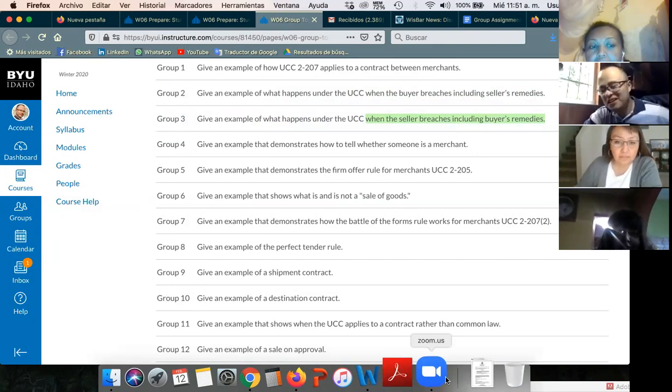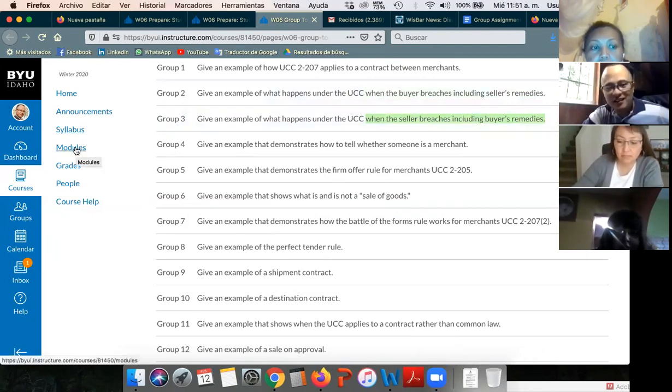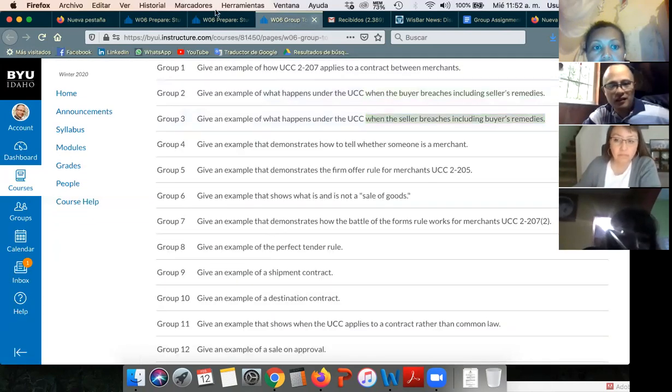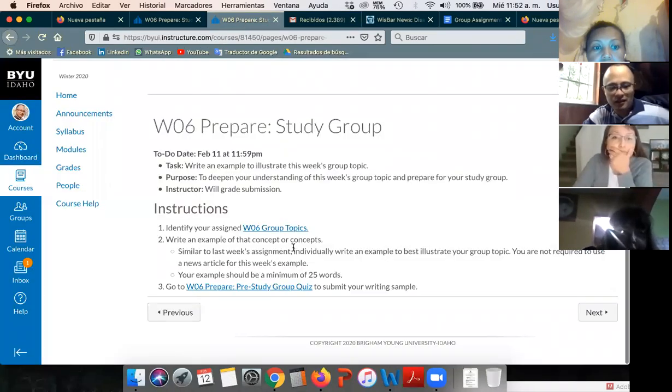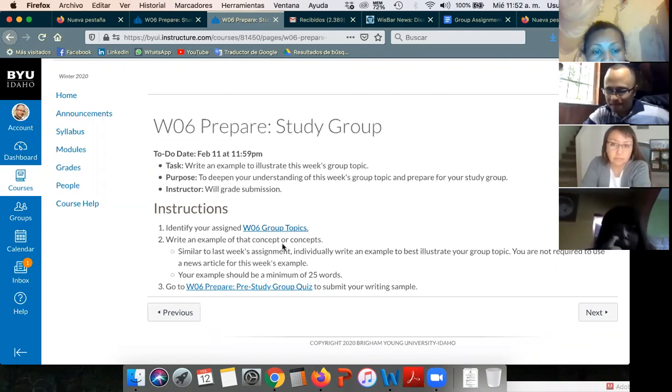Lovasoa, you understand? Okay. But my question, go back, Stephen, and show her. It says there, number 2, write an example of that concept of the group, and then it says, similar to last week's assignment, individually write an example to best illustrate your group topic. You are not required to use a news article for this week's example. So you just make it up. For this week only. But maybe for next week we can get a news example. It depends on the instructions.